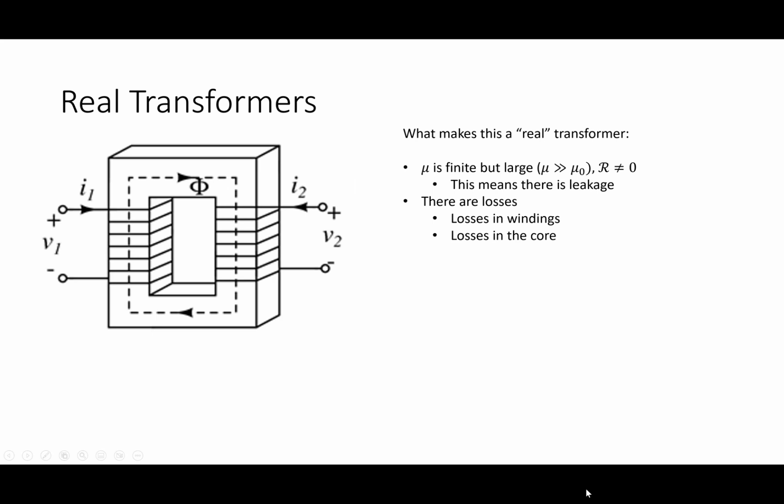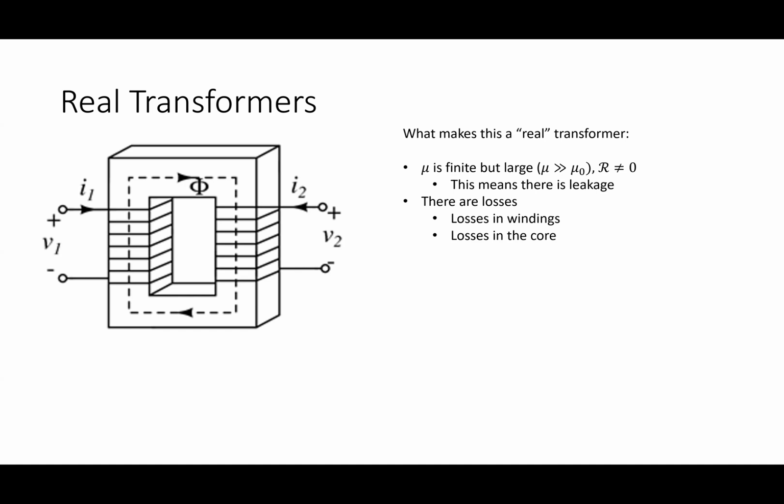So real transformers. I already wrote down here the two things that make the transformer real. First of all, I've shown where the flux is here. With the way that I have the two currents going, I1 and I2, they push their flux in the same direction. The fact that I say this is a real transformer is to say two things: the fact that the mu is not infinite, and the fact that there's losses in this guy.